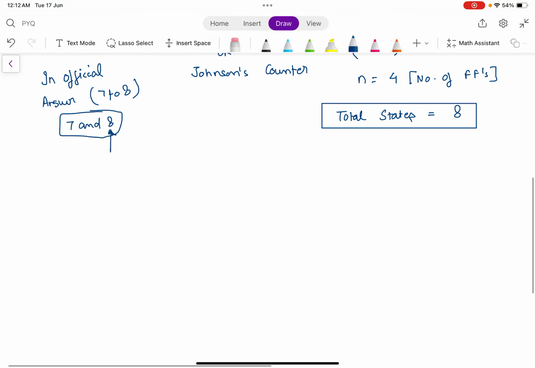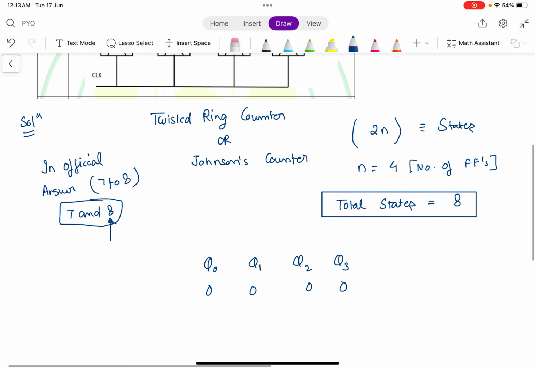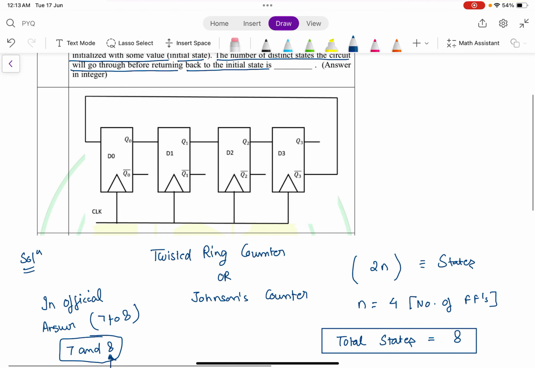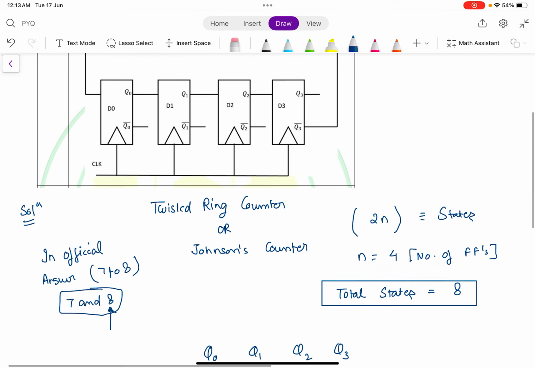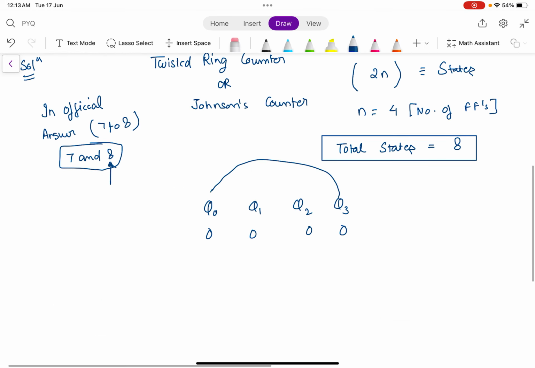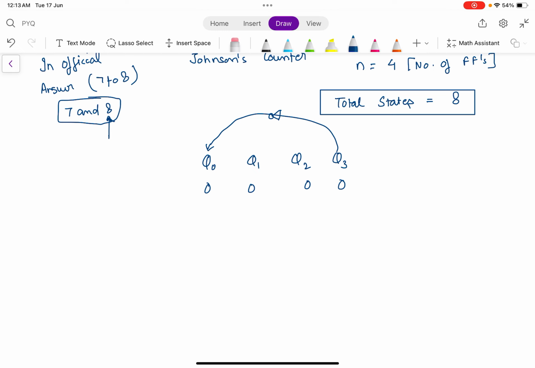So let's start writing Q0, Q1, Q2, Q3. Let's assume the initial state is 0, 0, 0, 0. You can assume any state, whatever you want. You will get the same answer. So the Q3 complement goes to Q0 every time. So what happens in the first clock? 0 becomes 1 and the entire bits get shifted. Here comes 0, here comes 0, and here comes 0.